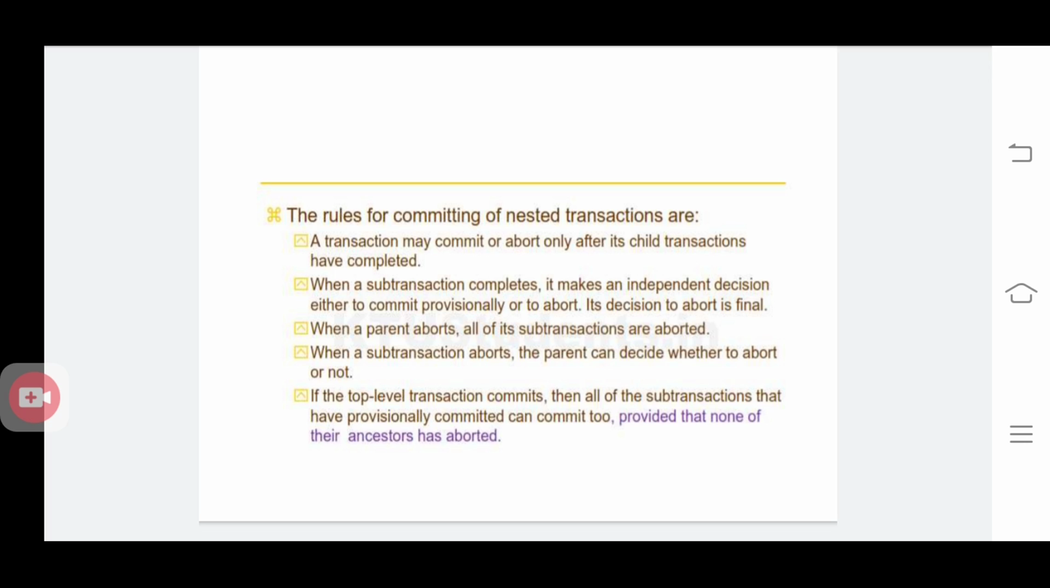So we have already studied what a transaction is and concurrency control, what the problems in concurrency control mechanisms are, and how to avoid these concurrency control problems by using serial equivalence. Then we studied what is meant by nested transactions. Okay, thank you.